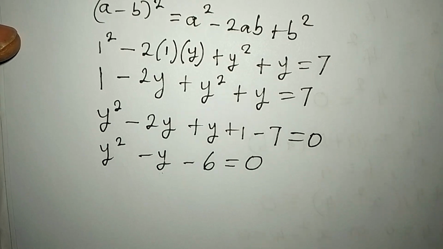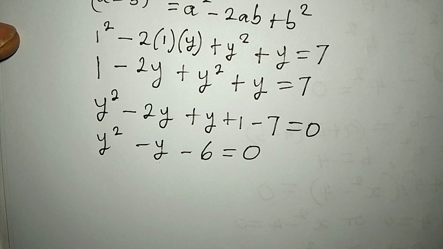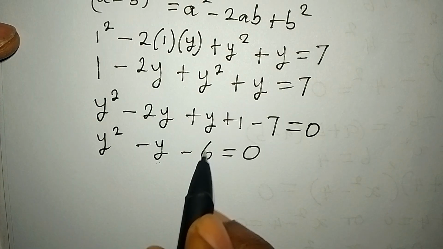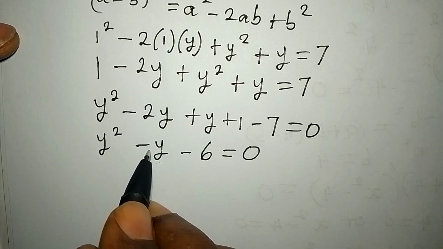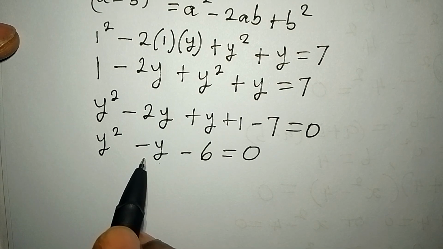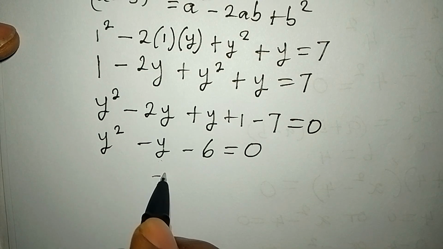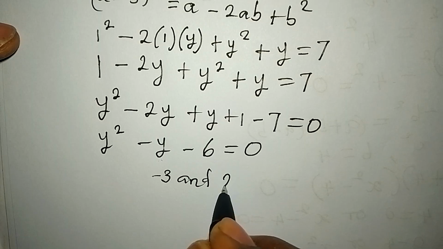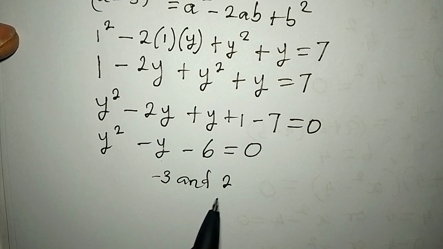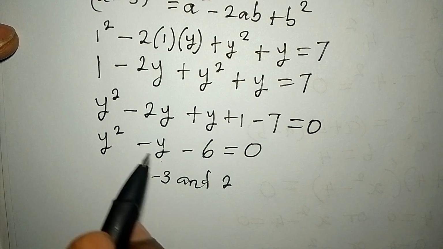The next thing we will do is to factorize this. By the way, you can use any method to deal with this. But let's factorize. What two numbers do we multiply to get minus 6, and we put them together to get minus 1? Remember, minus 1 is the coefficient of y that we have here. So the two numbers will be minus 3 and 2, because minus 3 times 2 will give us minus 6, and minus 3 plus 2 will give us minus 1.